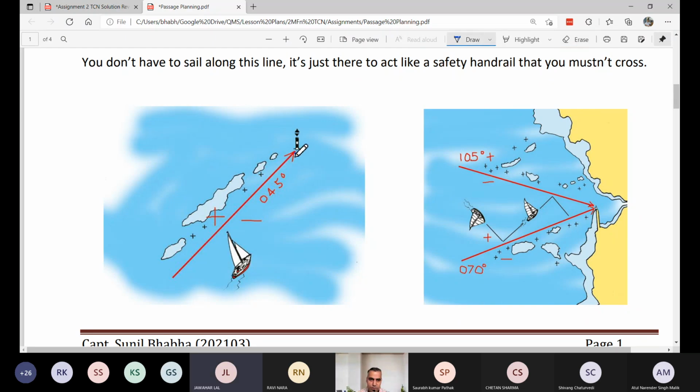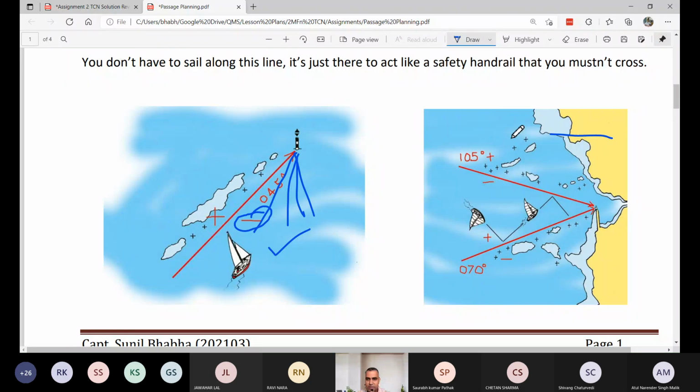Then minus should be the other side, no sir? No, beta. Whenever you are in safe water, the bearing of this light will be less than 045. Okay. So that is why a minus here, representing whenever the bearing is less than 045, you are in safe water.